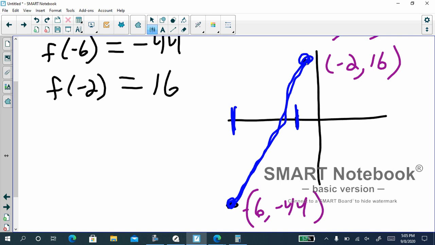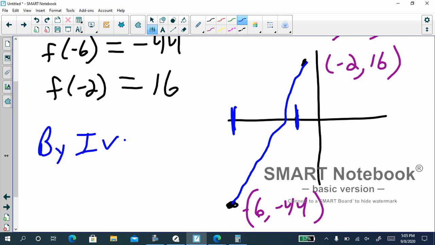It's impossible to go from below the x-axis to above it without picking up our pen and not touch the x-axis. So yes. Now it doesn't tell us exactly what that x-intercept is. It just tells us that we have one. So by the intermediate value theorem, we have at least one zero.